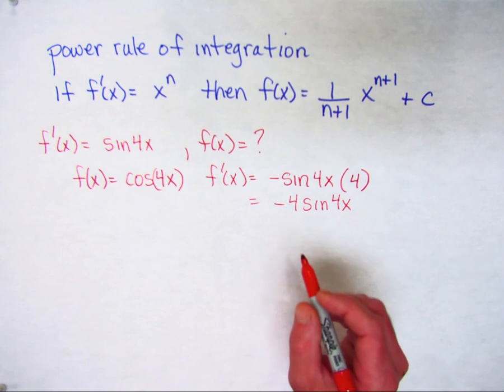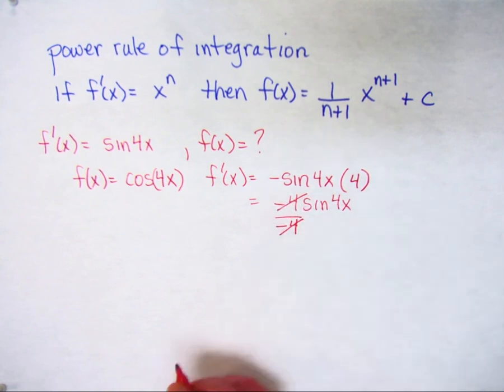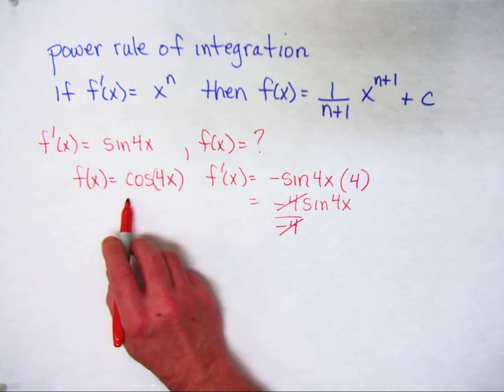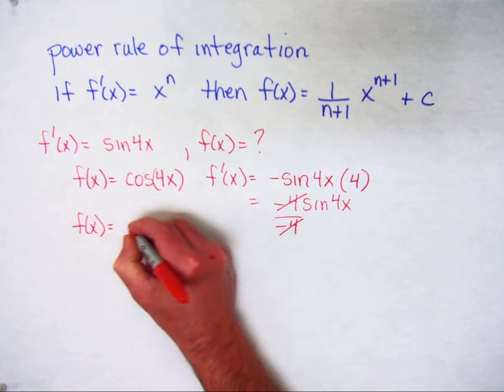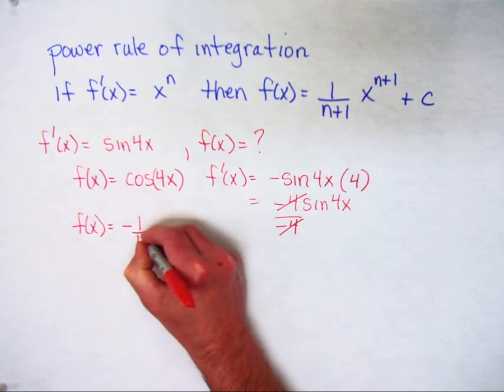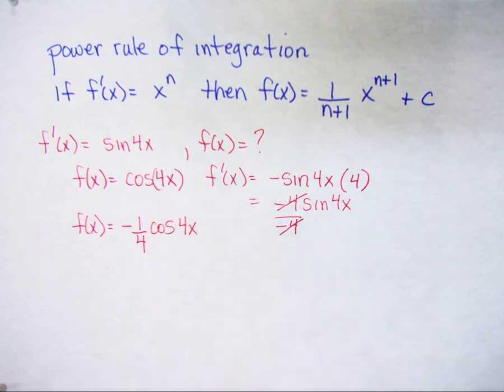So what I'd have to do is divide this by negative 4 to get the result I want. So therefore, I'm going to alter my first guess, and I'm going to suggest that my first guess, f of x, would have to be negative 1/4 times the cos of 4x.